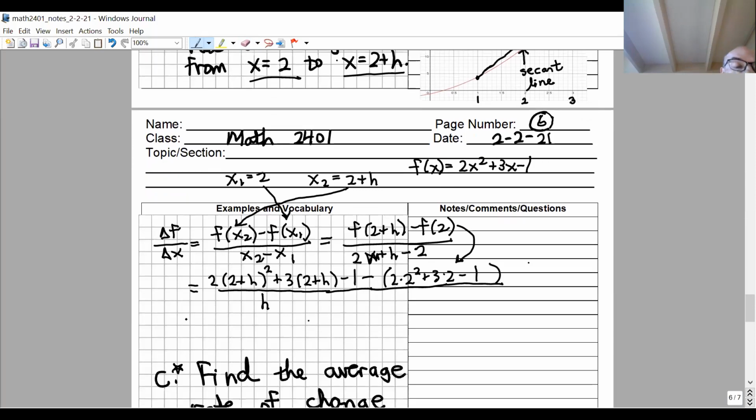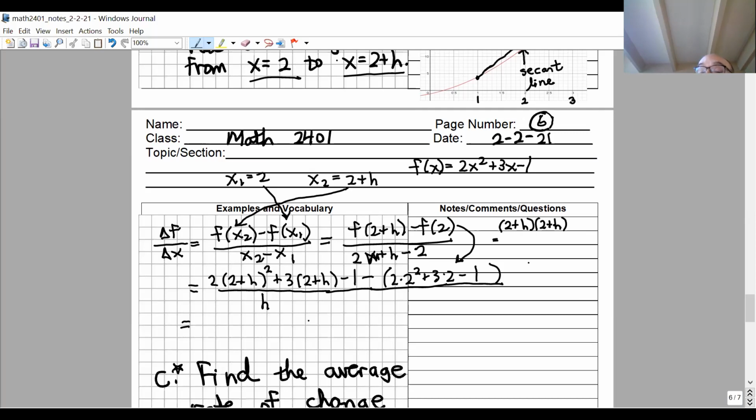All right, oops, I don't have much room. Let me see if I can do all this algebra in the space that I have. Okay, so first I have to take 2 plus h and square it. Now, this is another place where students are going to want to make mistakes. Remember, when you square 2 plus h, that means you're multiplying it by itself. So let me write it up here. 2 plus h squared means 2 plus h times 2 plus h, right?